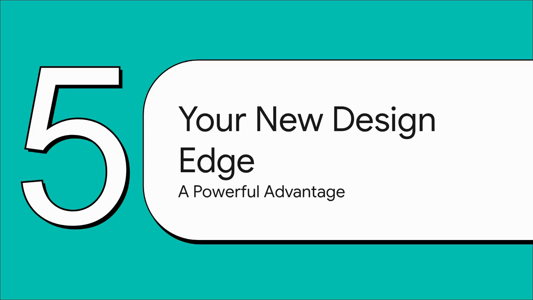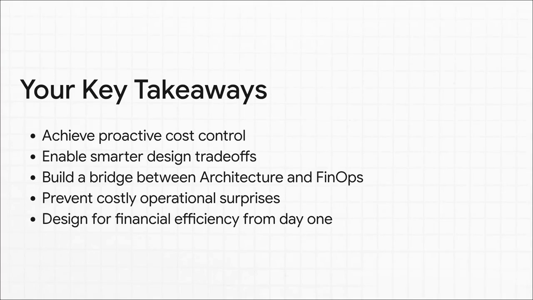By adopting this really simple visual language, you're not just scribbling on a diagram. You are fundamentally changing the entire design conversation. You're giving yourself and your team a powerful new edge. So, what's the bottom line here? What are the key takeaways? Well, first, you get proactive cost control, not reactive budget panic. You start making smarter trade-offs between performance, features, and cost. You build that desperately needed bridge between your architecture team and your FinOps team. You stop those awful, costly surprises from happening. And most importantly, you start designing for financial efficiency from day one.